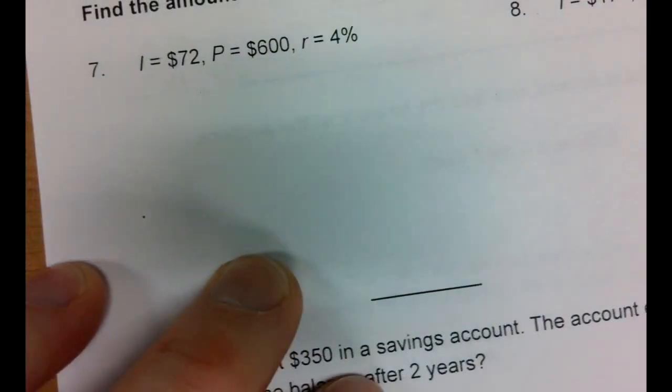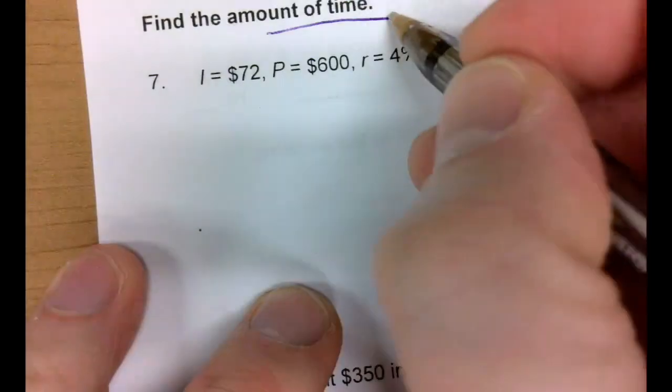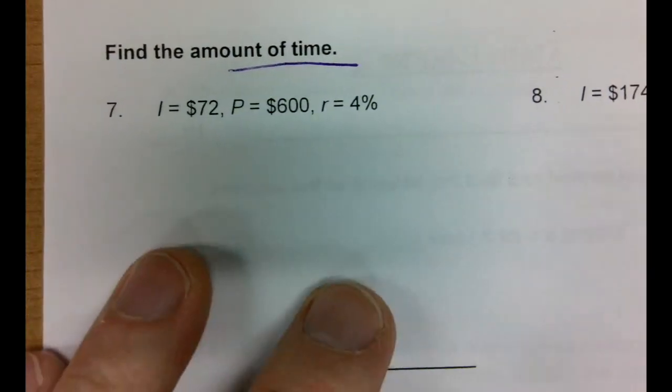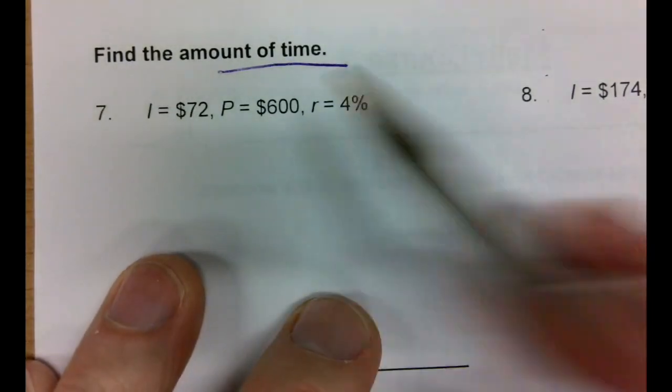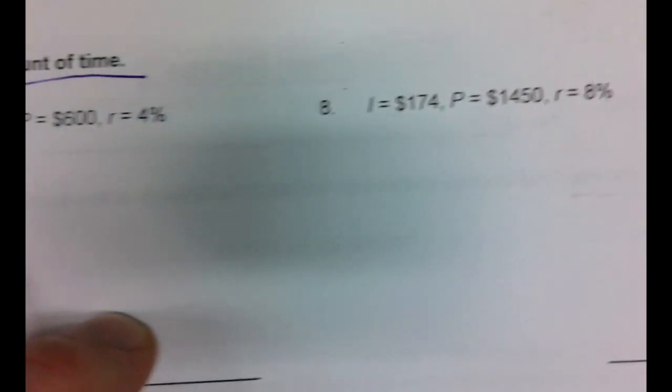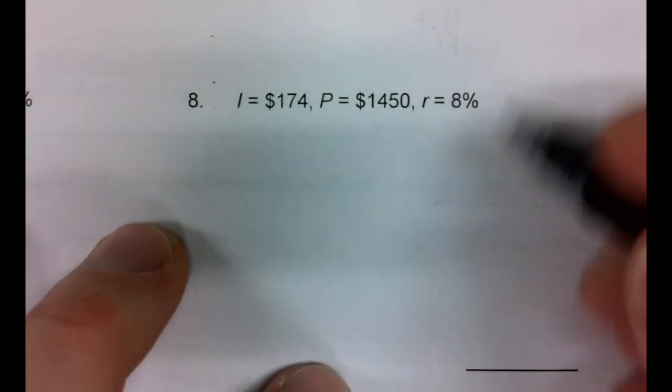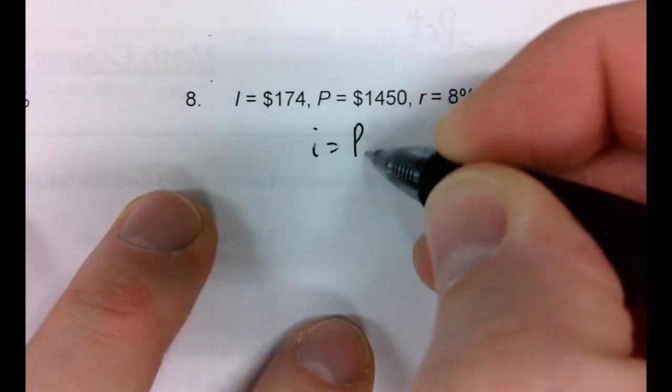We're going to look at number 8. Now it says find the amount of time. How do I find the amount of time? Well, if we got an interest, a principal, and a rate, it sounds like we need our friend. Let's do it on number 8 over here. It's going to be great. I = PRT, bring it back.